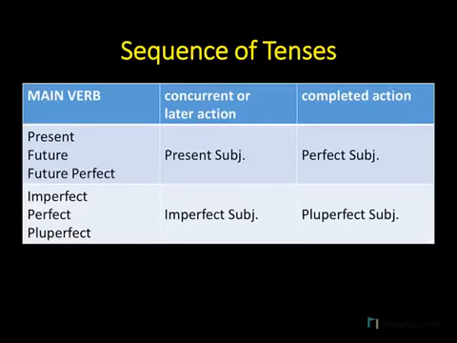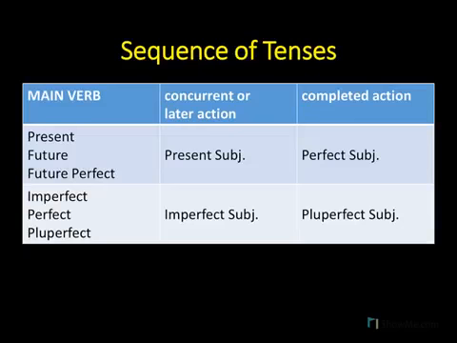Here we go. So, for a main verb that is in the present tense, the future tense, or the future perfect tense, that is any verb that is a present or a future verb, you have two options for the tense of the subjunctive that you can use. Either you can use the present tense subjunctive, or you can use the perfect tense subjunctive. For any main verb that is in the past tense, that is the imperfect, the perfect, or the pluperfect, you have also two options for the subjunctive verb. Either you can use an imperfect subjunctive or a pluperfect subjunctive.